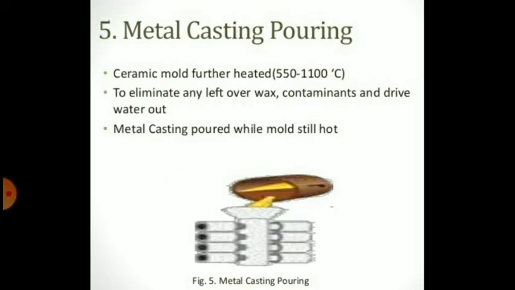After that, the molten metal is poured into the mold. You can see the molten metal being poured into the mold using the gating system. There is a central sprue through which you can pour the molten metal. After cooling and solidification, we get the finished casting.